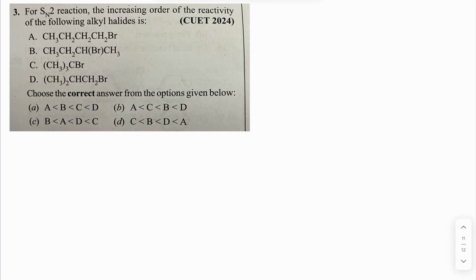Hi everyone, this question is based on the SN2 reaction, which stands for bimolecular nucleophilic substitution reaction. Actually, this question was asked in the CUET exam 2024. So we are given the 4 alkyl bromides.